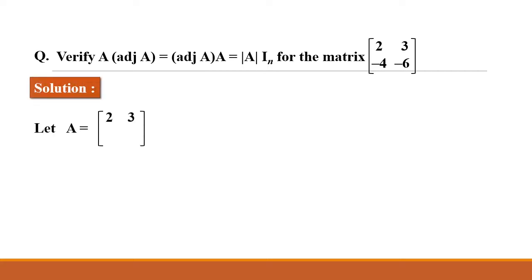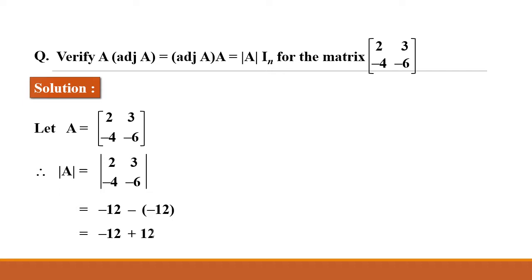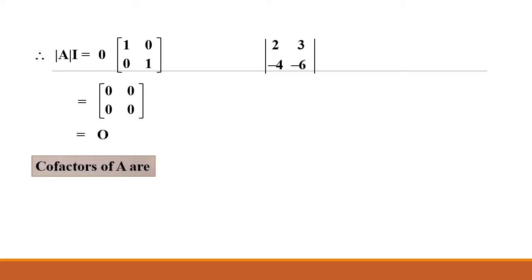First we will calculate the cofactors of the given matrix. First we are calculating the determinant. So minus 12 minus of minus 12, which is equal to minus 12 plus 12 equal to 0. So the determinant of A is equal to 0. So 0 into the identity matrix [1, 0; 0, 1], we get a zero matrix of order 2 cross 2.